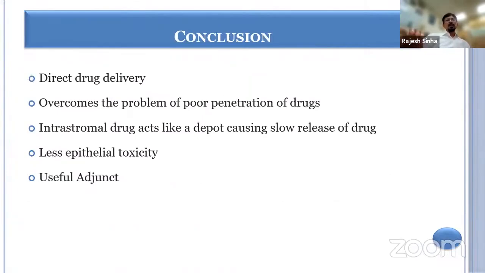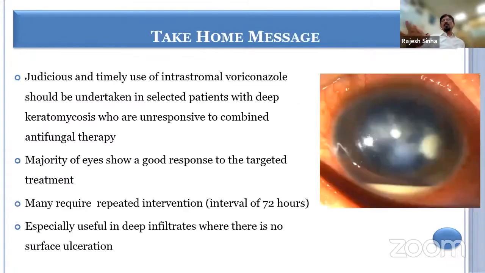So in conclusion, the intrastromal and intracameral antifungal drugs are a way of giving direct drug delivery to the area of microbial proliferation. And it overcomes the problems of poor penetration of drug, and it acts as a depot. And of course, less epithelial toxicity, and it acts as an adjunct. You cannot say that it can alone work, but it acts as a useful adjunct along with the topical medication.